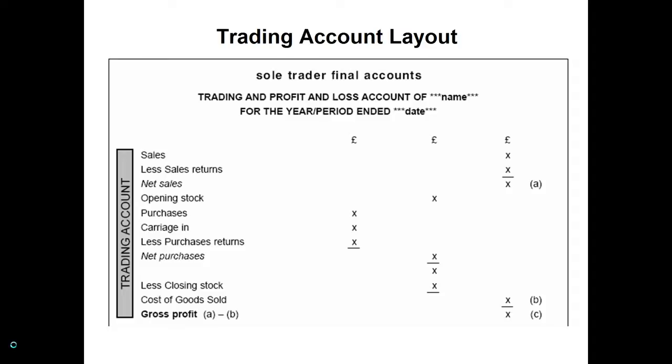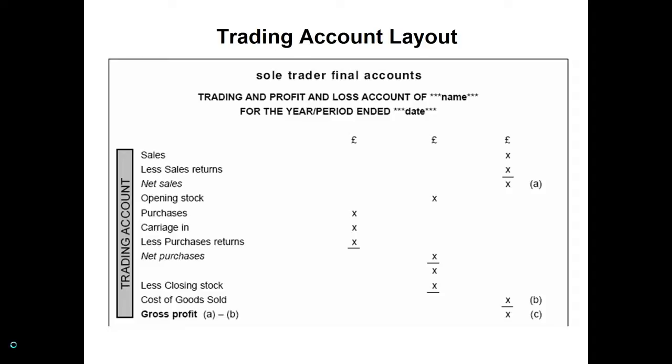There are a couple of ways of working out net purchases. In this example, it's purchases, plus carriage in, which is carriage inwards, and that is the delivery cost of transporting the purchases we've bought during the period to the business. So it's like a delivery cost, but it relates to stock coming into the business. That is a cost of the sale, so it's a positive value, added to the purchases.